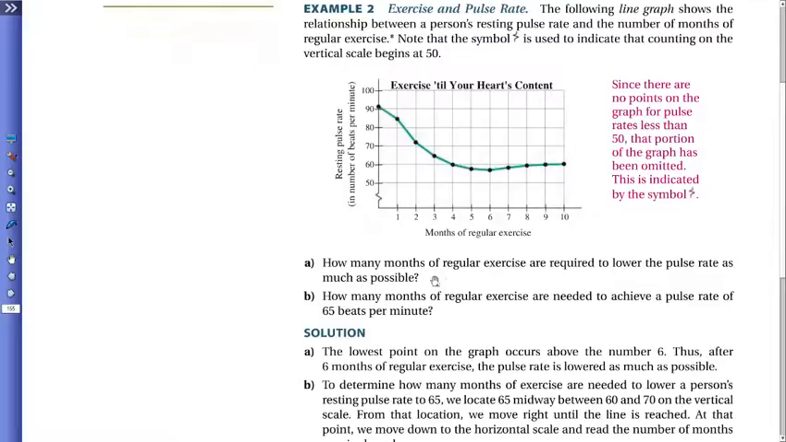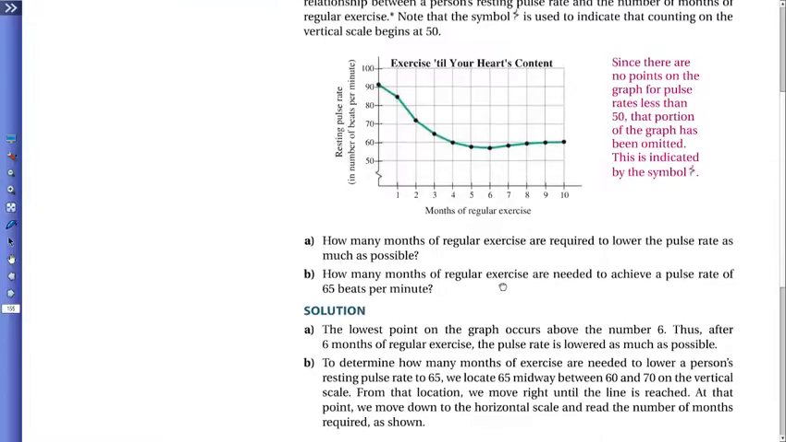And then they ask the question, how many months of regular exercise are required to lower the pulse rate as much as possible? Well, in this case, it comes down. Here's the lowest point, and then it starts to come back up. So based on this question, I'd look at this and say, what is the lowest pulse rate? And it looks like it's right here. Well, we reached that lowest point after 6 months.